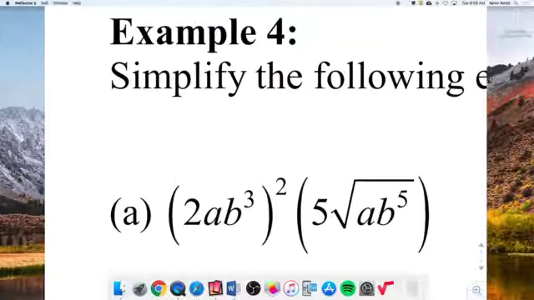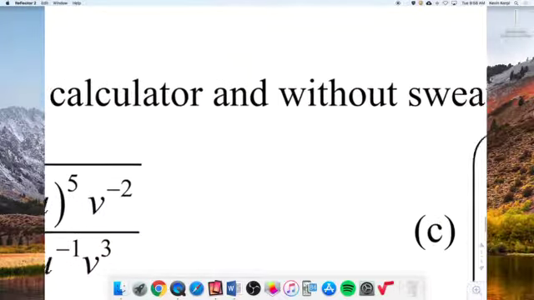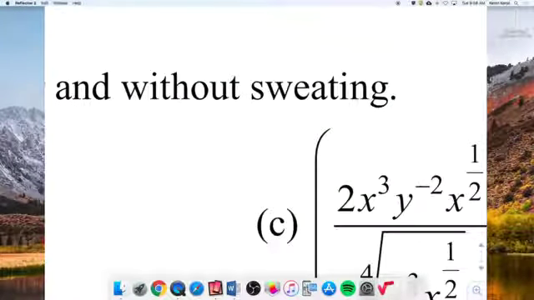All right, so example 4. This is similar to what we're doing in 1.3, simplifying. We're just working primarily here with exponents. So simplify the following expressions without a calculator and without sweating, right?